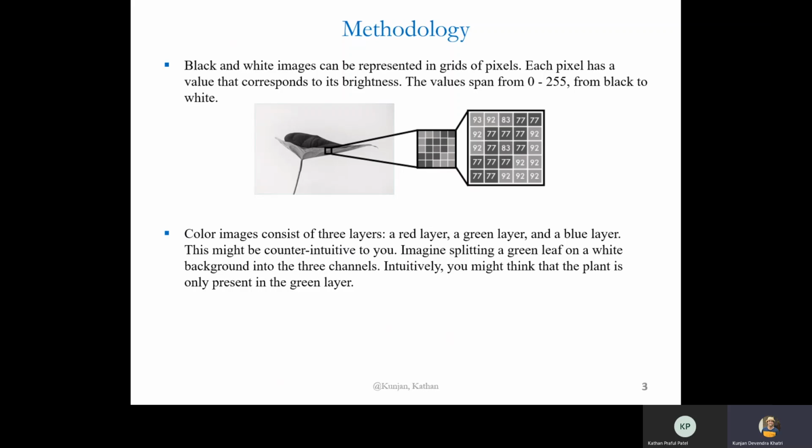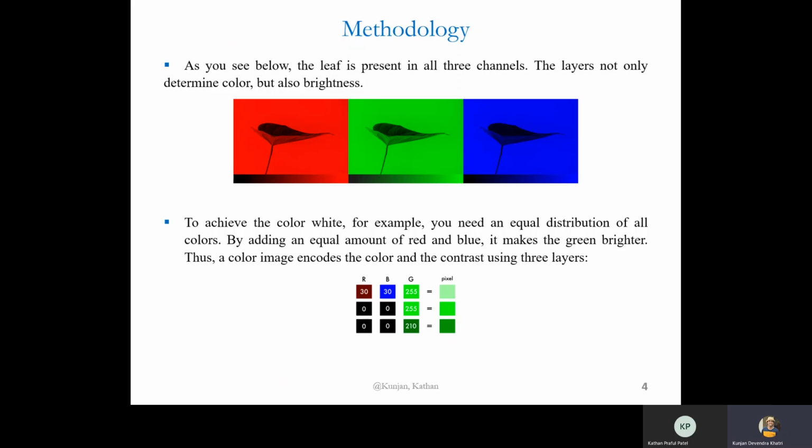This might be counterintuitive to you. Imagine splitting a green leaf on a white background into three channels. Intuitively, you might think that the plant is only present in the green layer. As you see below, the leaf is present in all three channels. The layer not only determines the color, but also the brightness.